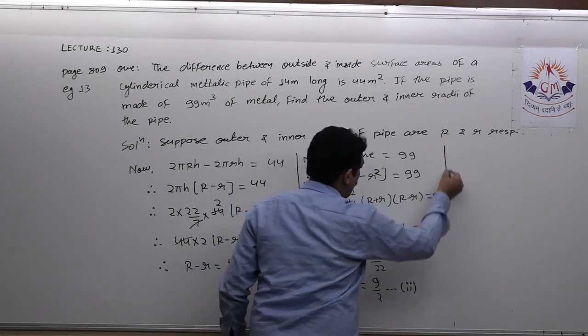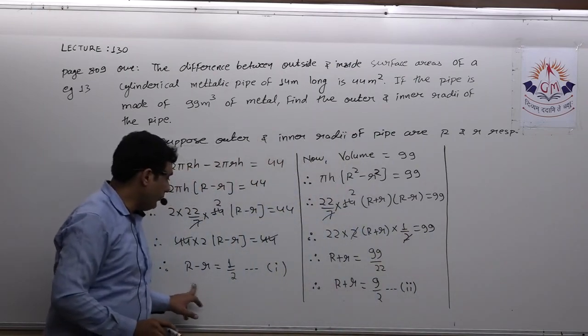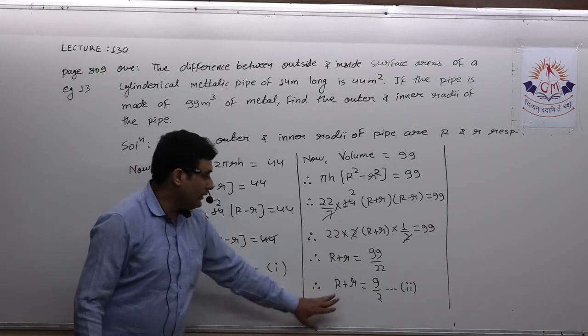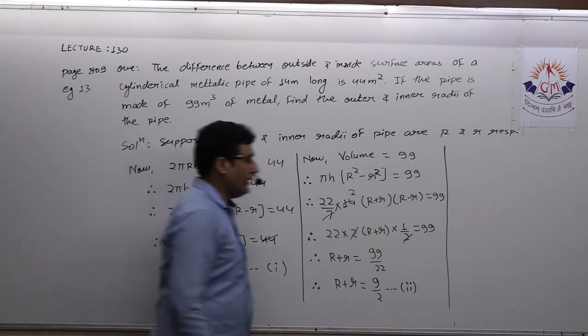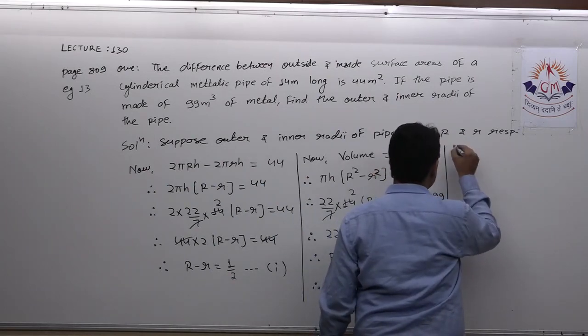So here I can say that this surface area and volumes concept is over. Now this is a linear equation in two variables. With the help of these two, I have to find the value of small r and capital R. So now if I add these two, I will get my answer.